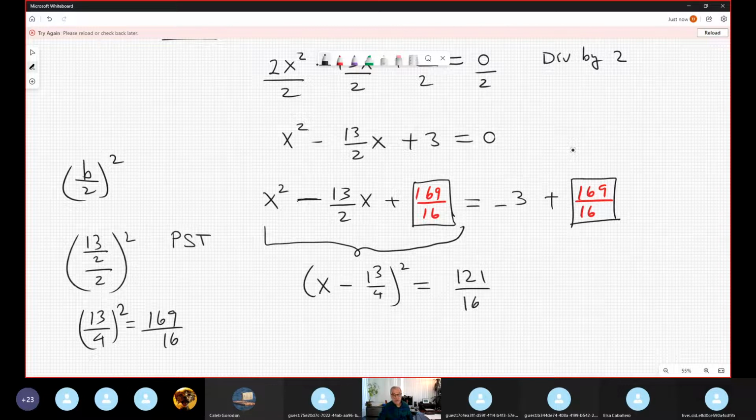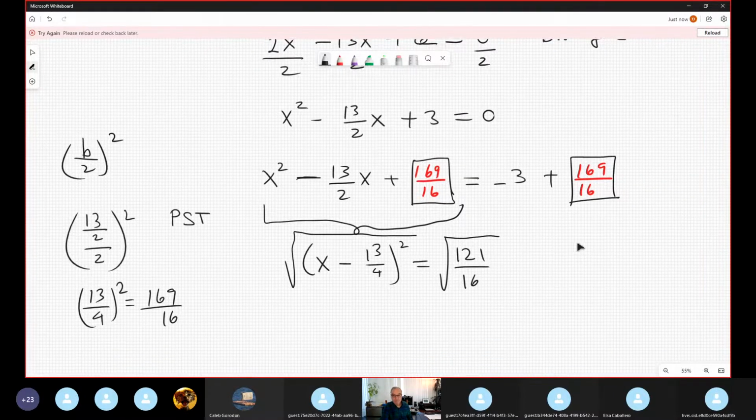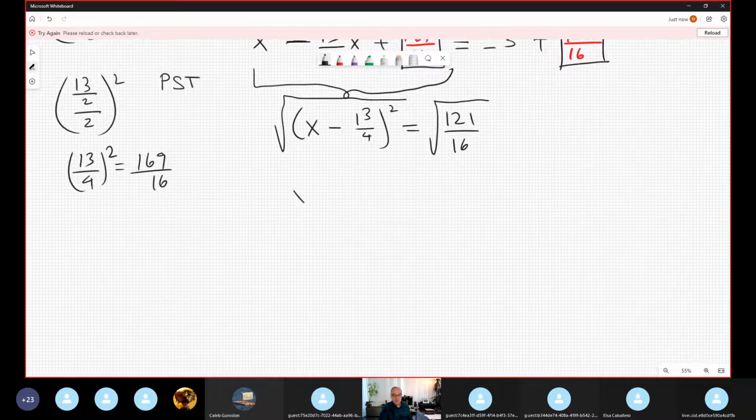Now ready to apply square root to both sides. So square root both sides: x minus 13 over 4 is equal to, square root of 121 is 11, guys, and square root of 16 is 4. It's the final answer, plus or minus, don't forget plus or minus. x alone is equal to 13 over 4 positive, I move to the right hand side, plus or minus 11 over 4.